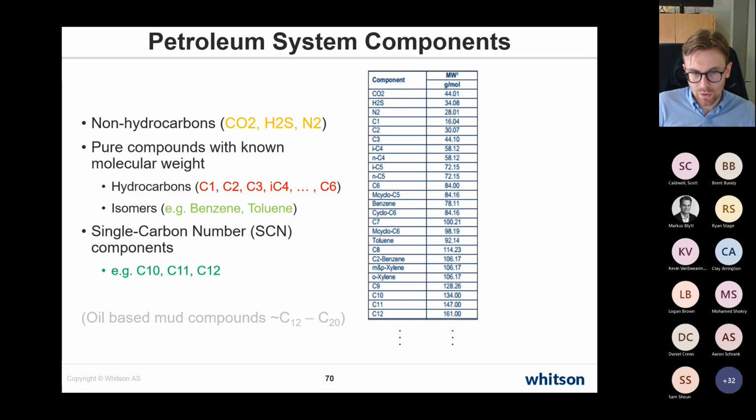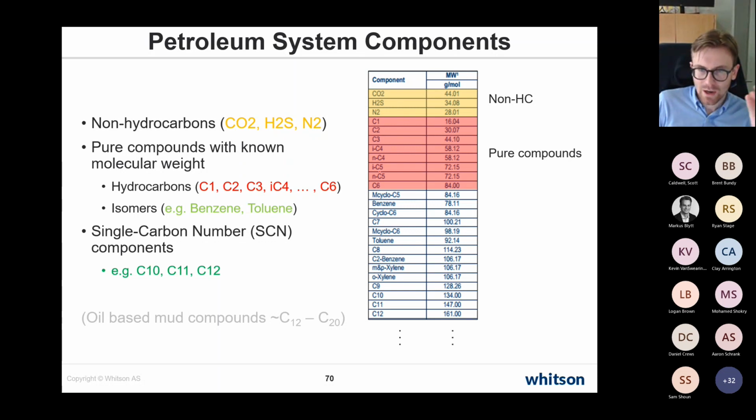And just for reference, if you are in conventional fields where you have mud contamination, C12 to C20 is where you'll have that mud contamination. To the right there, just to show that these are the non-hydrocarbons. These are the pure compounds, the compounds that everyone knows. In every textbook in the world, you will see that methane has a molecular weight of 16.04 grams per mole. That's the same all over the world.